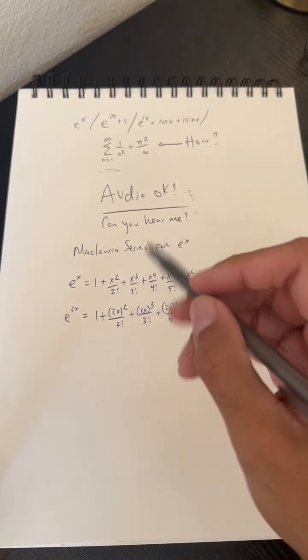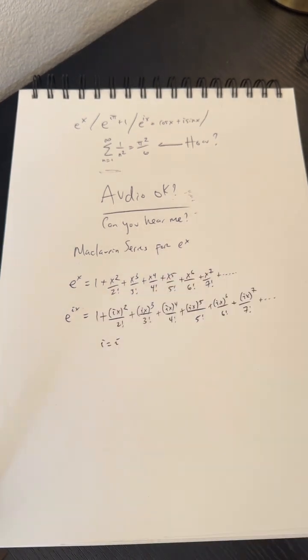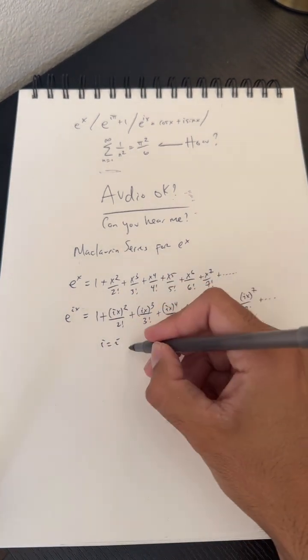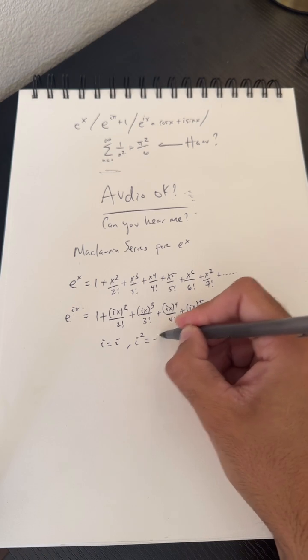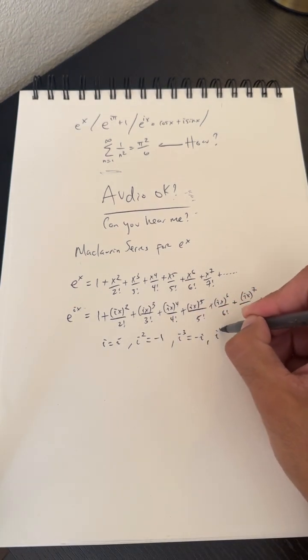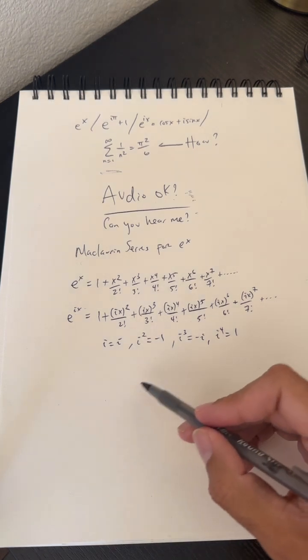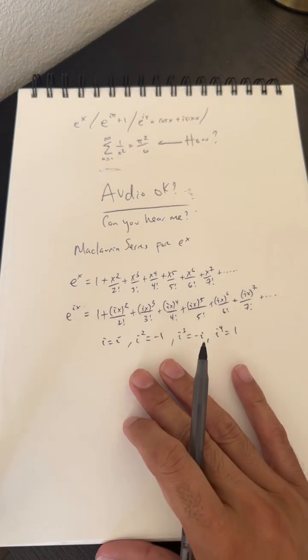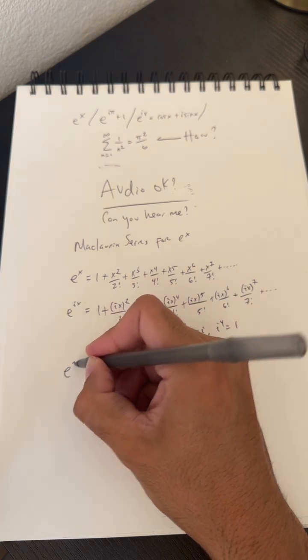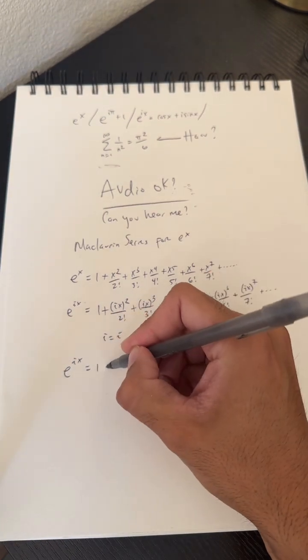Let's not forget the properties of i. Remember, i squared is equal to -1, i cubed is equal to -i, and i to the 4th is equal to 1. So this is just going to cycle through. I guess I should have written it sort of like a circle, but it's important to note because this series is now going to turn into something new.